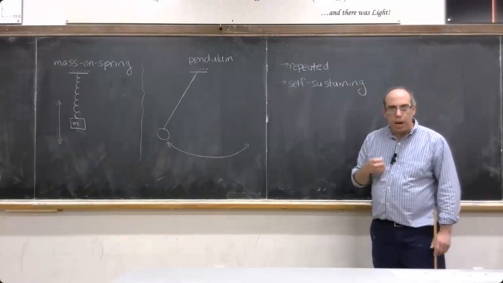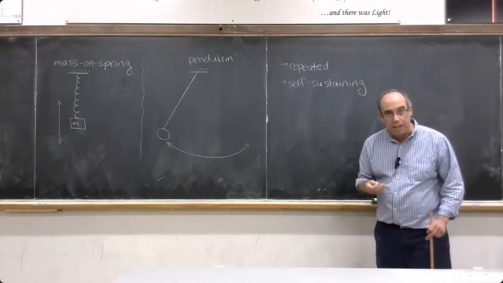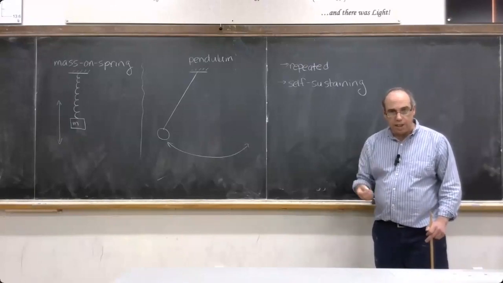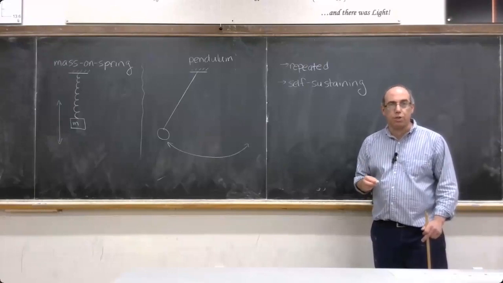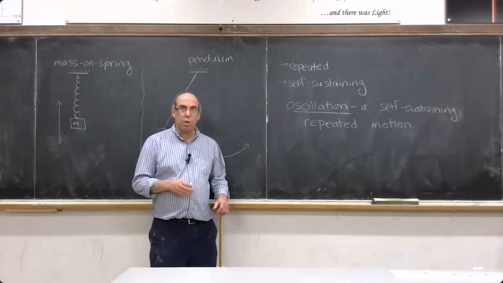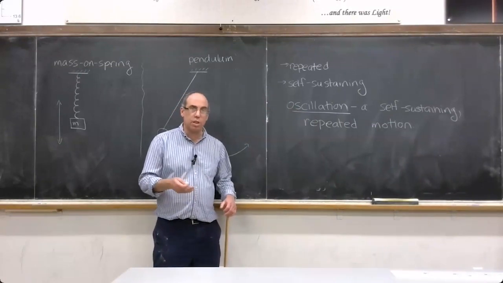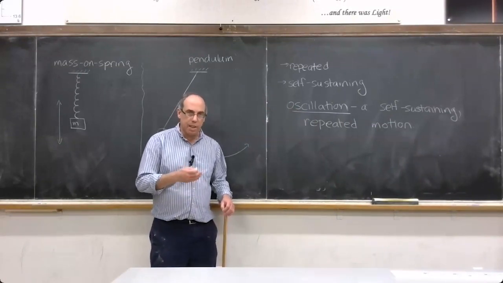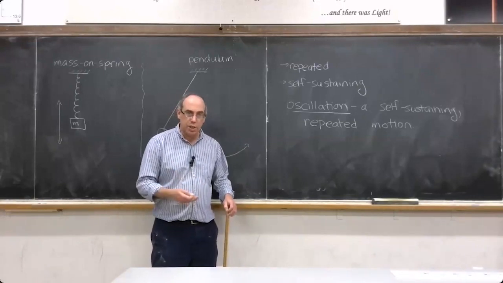In physics, we have a term that we use to describe a motion which is repeated and self-sustaining. A self-sustaining repeated motion is referred to as an oscillation. In this module, we're going to be studying oscillation. And in the next few videos, I'm going to begin introducing you to the concepts and mathematics we're going to need to begin to understand oscillation more deeply.